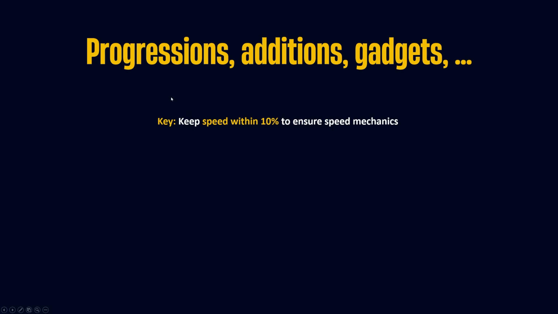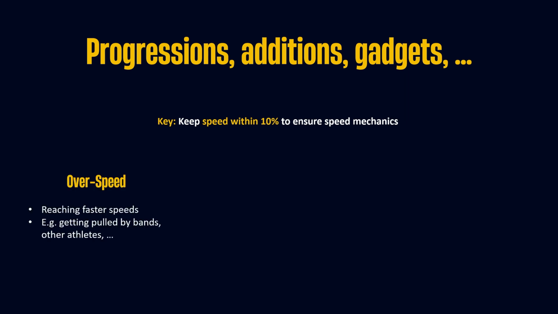Now a few last words on progressions, additions, etc. First of all, with everything we're talking about in a second, we always want to keep our speed within 10% of our maximum to ensure speed mechanics. It's not going to be effective if our speed mechanics alter or differ from our usual speed mechanics. Some kind of progression or addition could be overspeed. This means that we're going to reach faster speeds than usual. Obviously we need some kind of help to achieve that. In this case, for example, getting pulled to the front by bands or other athletes.